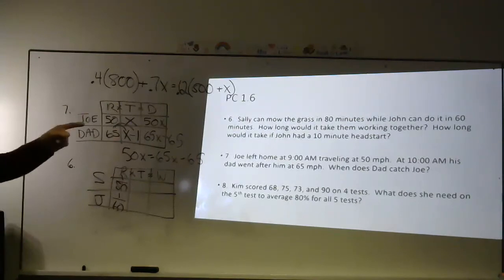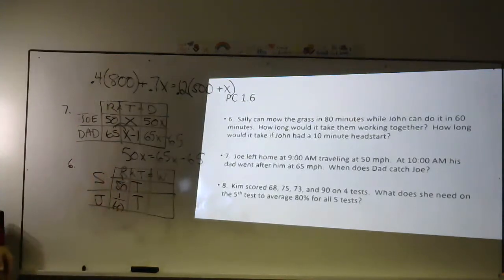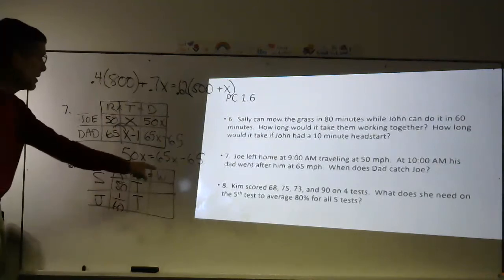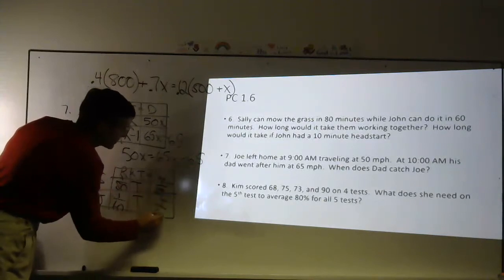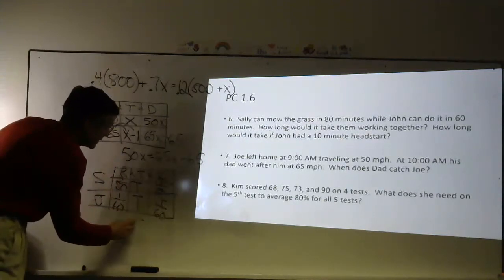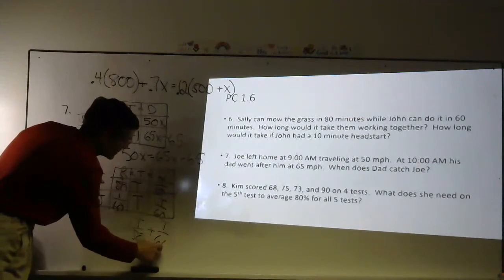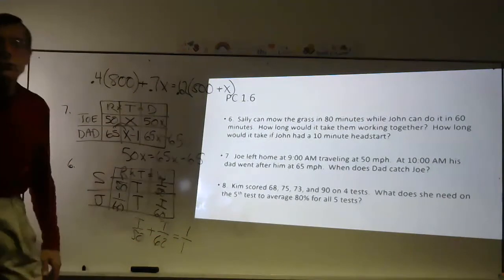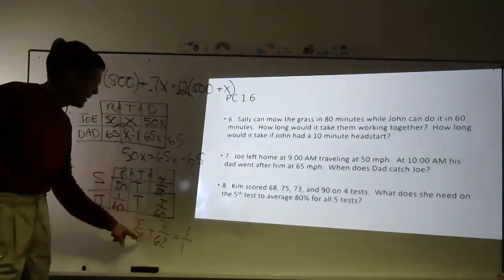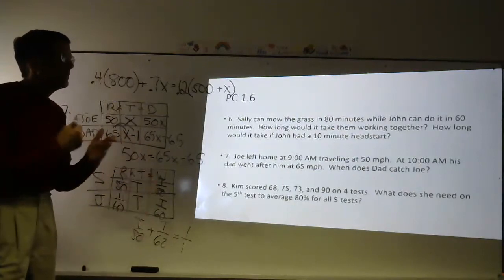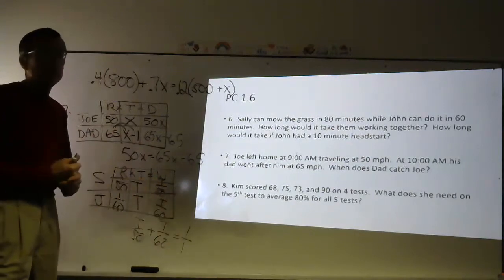Okay? How long would it take them if they worked together? The time. We don't know. Okay? Rate times time equals work. T times 1/80 is T over 80 and T over 60. The work that Sally does, T over 80, plus the work that John does, T over 60, should be 1 whole yard finished. That's how much work they do together, 1 yard. Get a common denominator for 80 and 60, 240, I think, yeah. You could multiply through everything by 240 and solve.